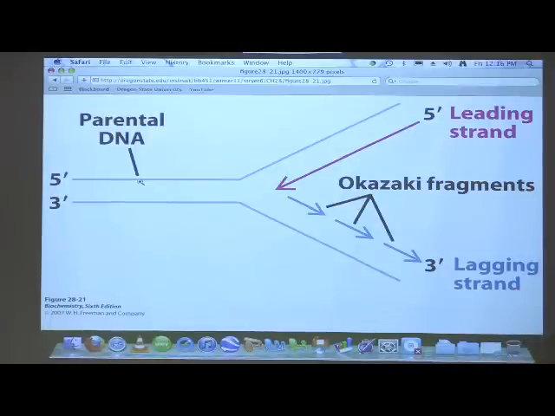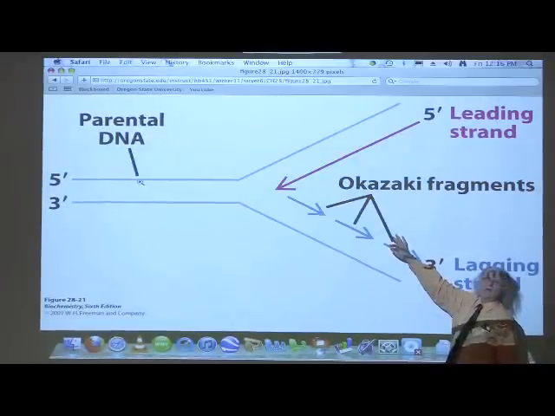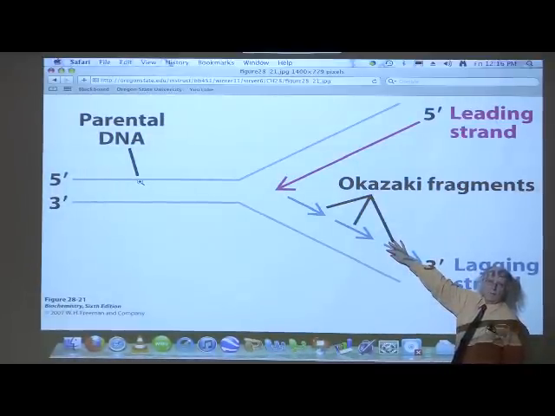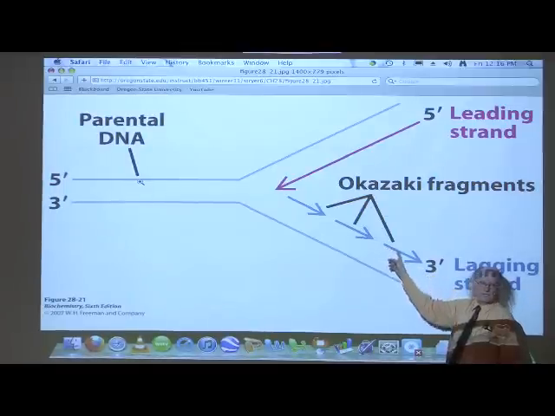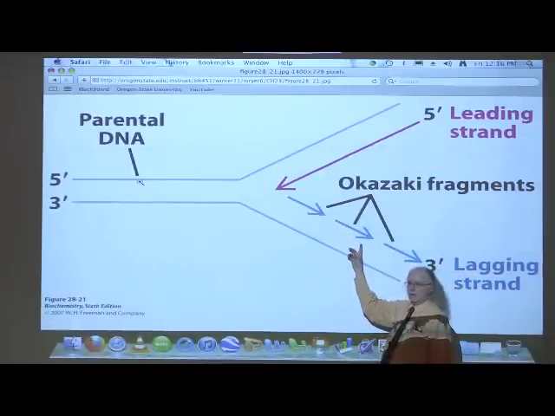Okay? It turns out they're in pieces. The reason they're in pieces is because DNA polymerase can only work 5' to 3'. Here's the 5' end of a piece. Here's the 3' end of a piece. Here's the 5'. Here's the 3'.